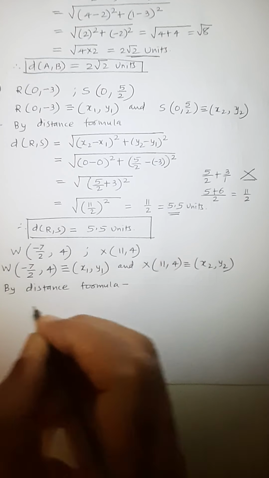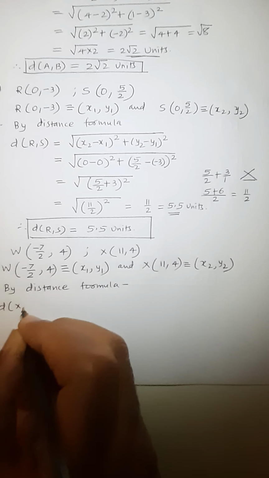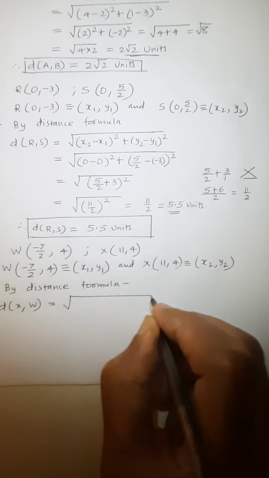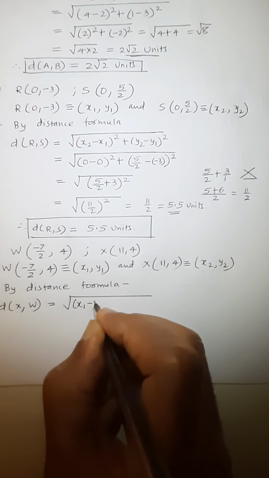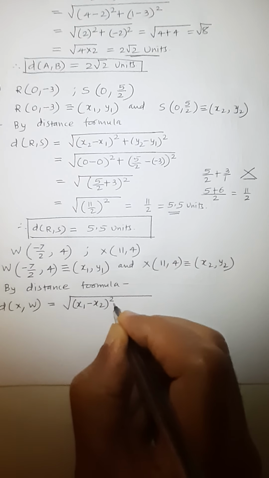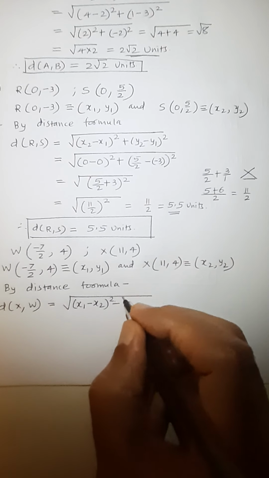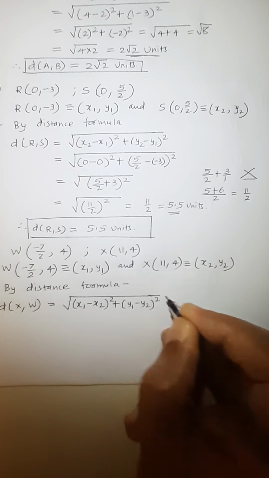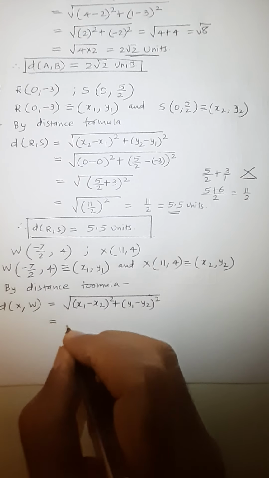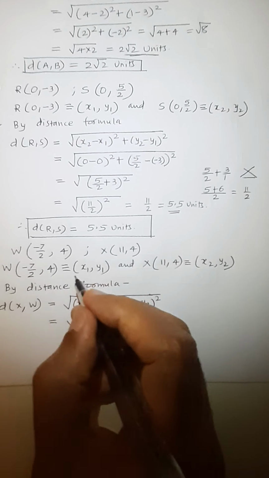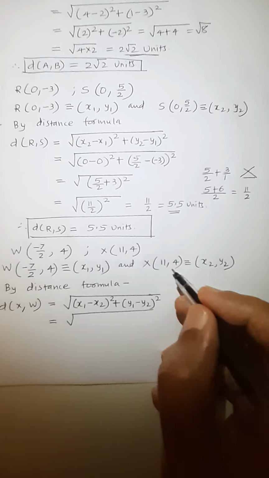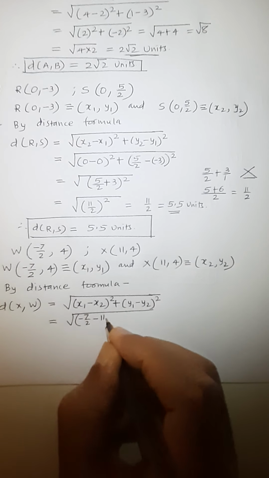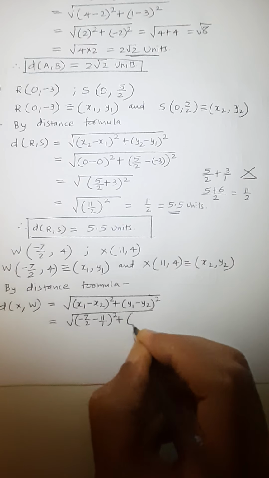which distance we have to find? Distance between the points X and W, WX or XW, is equal to under square root. We now use x1 minus x2 the whole square. It is same as the previous one. There will not be any difference in the answer. Plus y1 minus y2 the whole square. Okay. So as you see, x1 minus x2, this is x1 now. x1 is -7 by 2 and x2 is 11. So -7 upon 2 minus 11 upon 1 the whole square plus y2 minus y1.